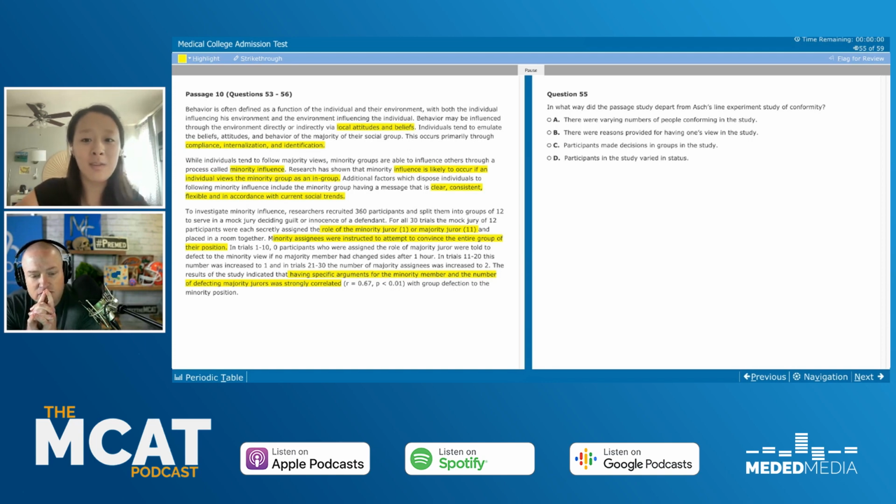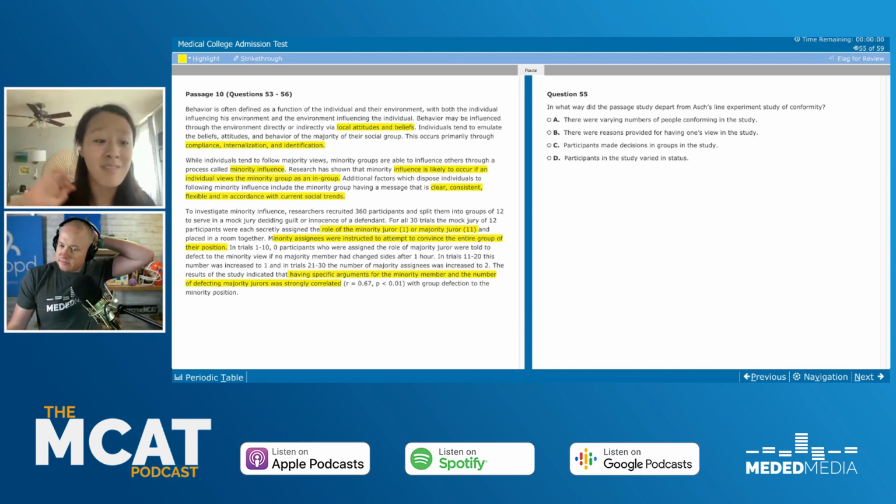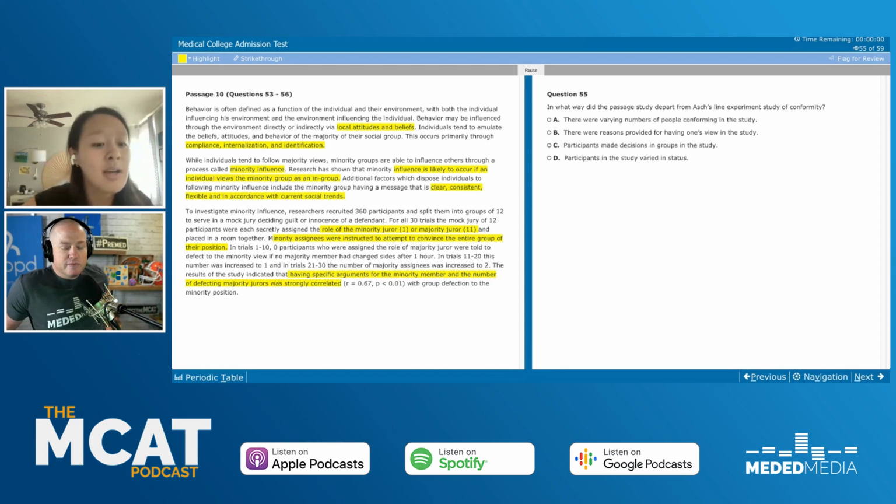I think the distinction with Asch's line experiment is that the confederates would just be like, oh, it's for sure the short line that matches, right? And they'd be very confident, but they wouldn't explain why. They wouldn't give a rationale. Versus here, you have actual arguments. People are trying to sway others to the other side through, I would hope, logical discourse. And so there are rationales provided in this actual passage study.